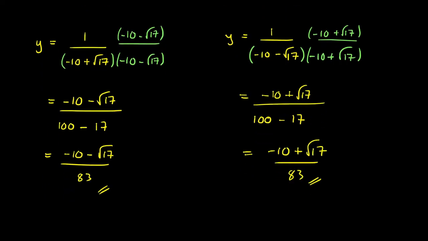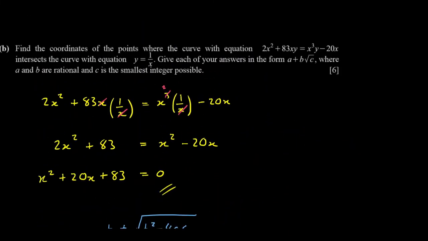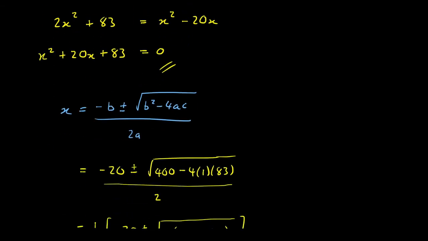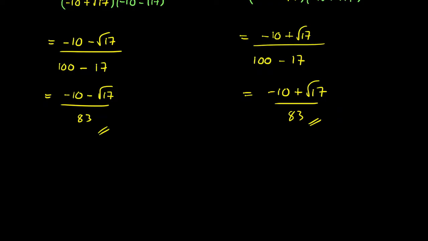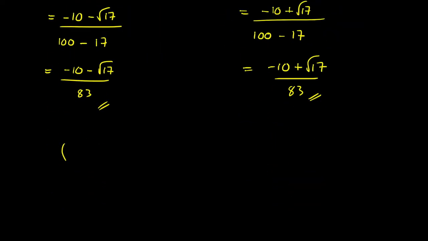Okay, now we just need to be aware of how they want the answers given. So give our answers in the form a plus b root c, where a and b are rational and c is the smallest integer. All right, so we've got coordinates. We've got our x coordinate as negative 10 plus root 17, and the y coordinate that gives is negative 10 upon 83 minus 1 upon 83 root 17. So that's one of the coordinates.